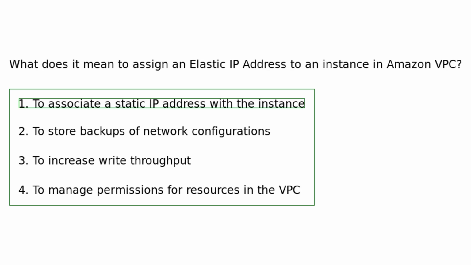Assigning an elastic IP address to an instance in Amazon VPC means associating a static IP address with the instance, allowing for persistent public IP communication even if the instance is stopped and restarted.